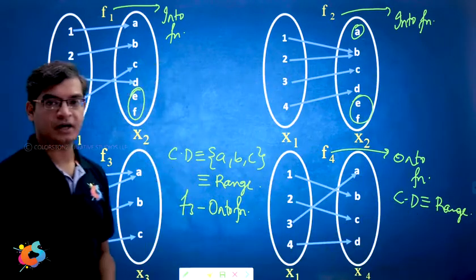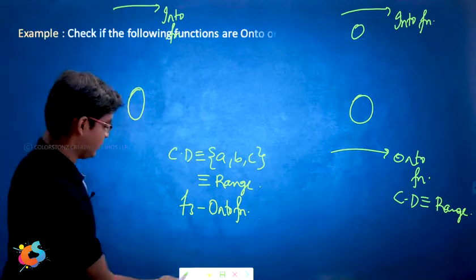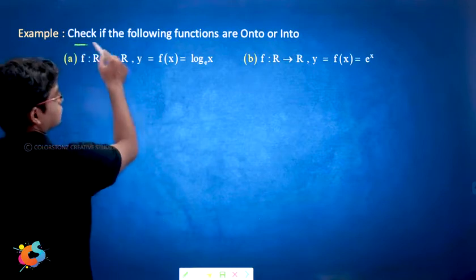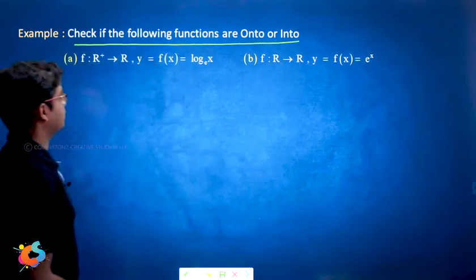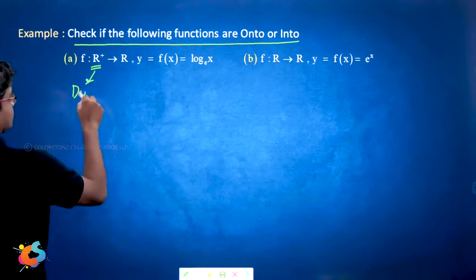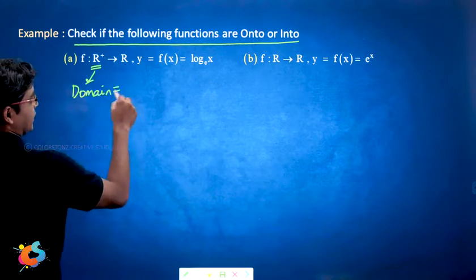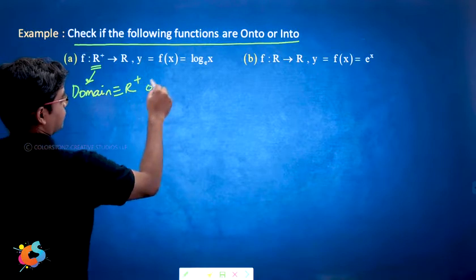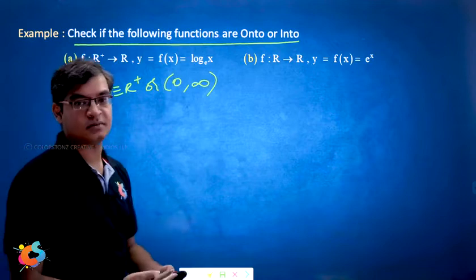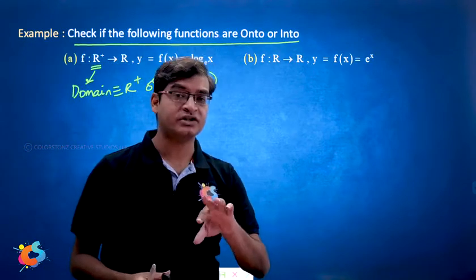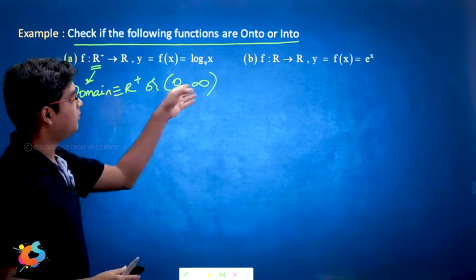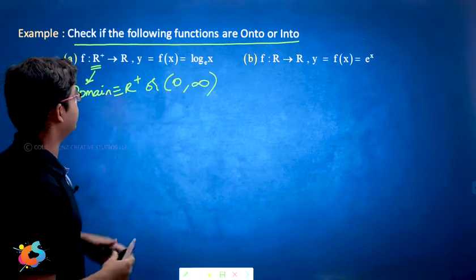range. Okay, fine. So now let us take some more examples. Check if the following functions are onto or into. The first function is having its domain as R plus. What is the meaning of R plus? Or you can write R plus as 0 to infinity. All positive real numbers. 0 is neither positive nor negative. So therefore 0 is not included here. All positive real numbers. That is written as R plus.